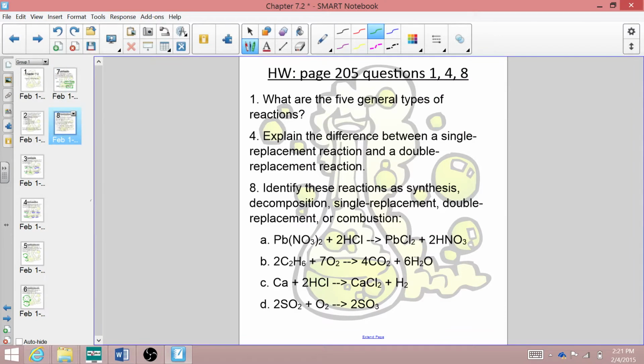So now I'd like you to answer these homework questions, identifying chemical equations as one of these five main types: synthesis, decomposition, single replacement, double replacement, and combustion. And please have this done for tomorrow.